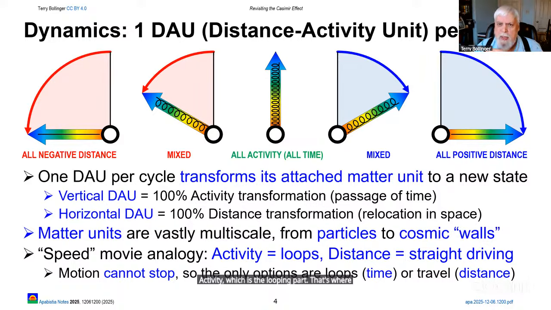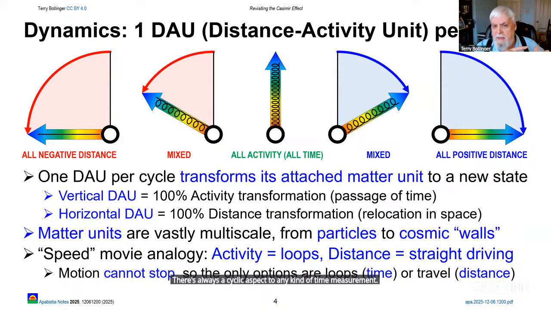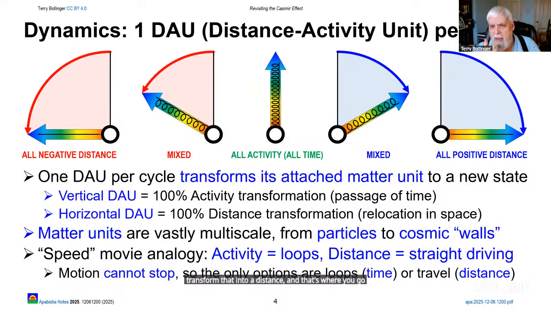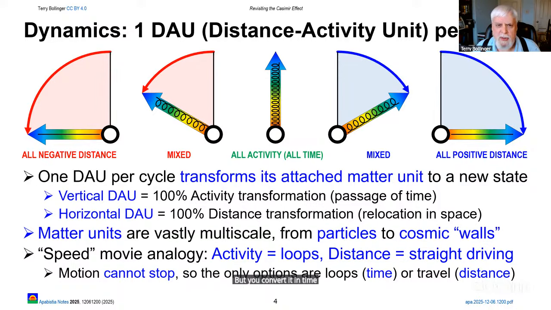That's where you can actually do something, where you can change state locally, where you can turn the dial of a clock, where you can watch something and observe it. There's always a cyclic aspect to any kind of time measurement, which we see very literally on time dials. But on the other hand, you can take that same motion and extend it out all the way to the right, transform that into a distance. And that's where you go at the speed of light and time comes to a complete stop because you've used up all of your internal velocity, not for the activity part, the coiling part, the looping part, but you convert it entirely into distance.